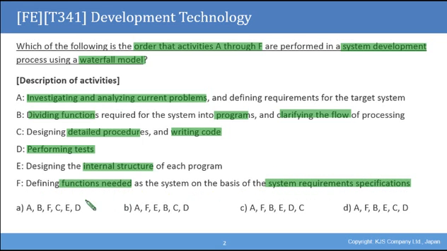We have four options for the order of the activities: A, B, F, C, E, D; A, F, E, B, C, D; A, F, B, E, D, C; and A, F, B, E, C, D.